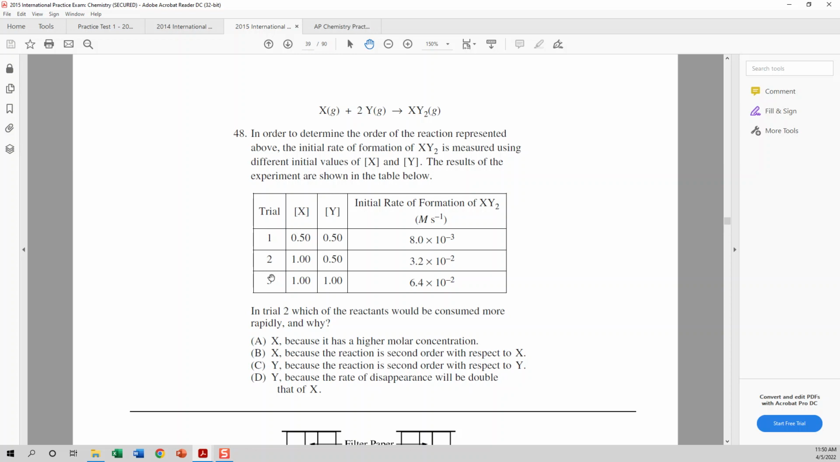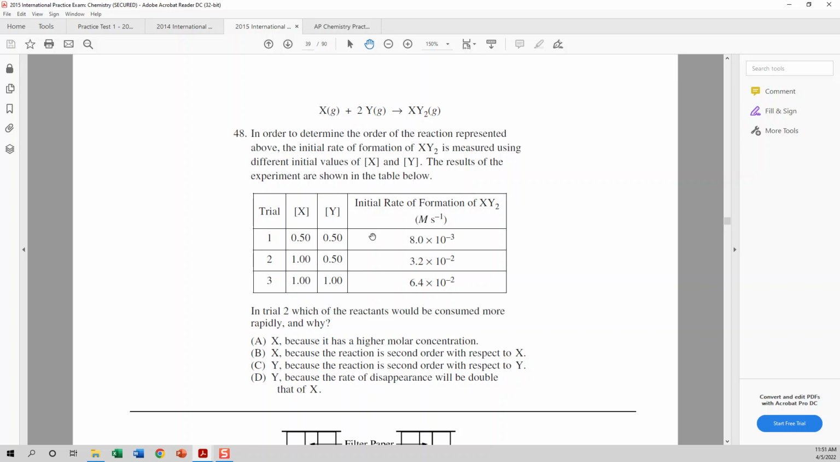Then let's go to trial 2 and 3. We kept X constant and we doubled Y, and the rate also doubled. So it kind of goes against what we had up here, right? Y is first order and X is second order, and the coefficients don't show that. So the mechanism must be a lot different than what this reaction is showing.